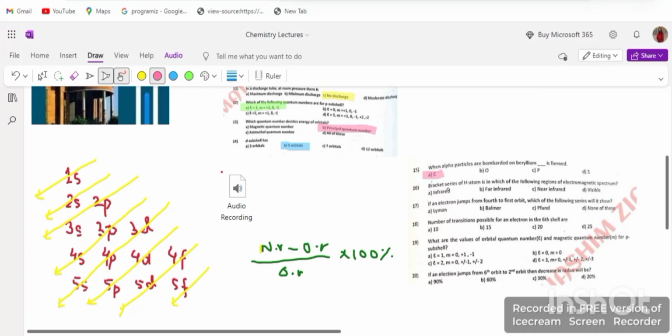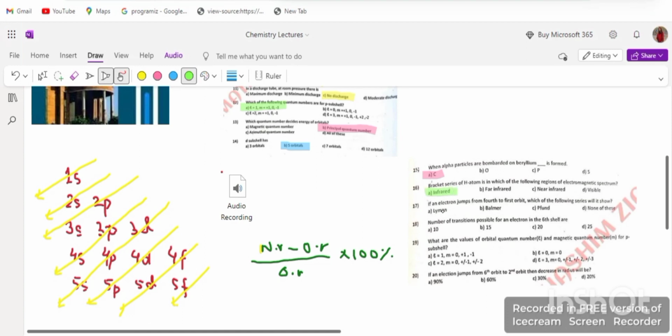So 16, Brackett series of hydrogen atom falls in which of the following regions of the electromagnetic spectrum? We know that Lyman series falls in the region of ultraviolet, Balmer series in the visible region, then Paschen series in the near infrared region, and Brackett series in the infrared region. So our correct option is infrared.